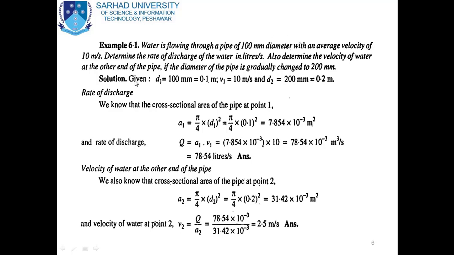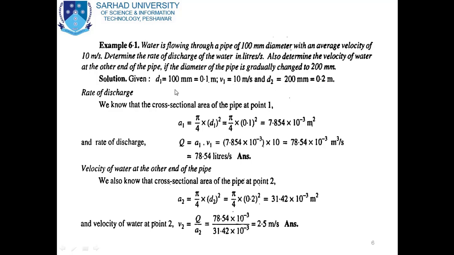Now first of all, in the solution we will write the given data. In the given data we have d1, diameter 1, equal to 100 mm, which is equal to 0.1 meter. Divide 100 by 1000 as 1 meter is equal to 1000 mm. So we will get the 100 mm in meters. So dividing 100 by 1000, we get 0.1 meter. V1 is also given, which is equal to 10 meters per second, and D2 is also given, which is 200 mm, equal to 0.2 meter. Now first of all we have to find the rate of discharge.